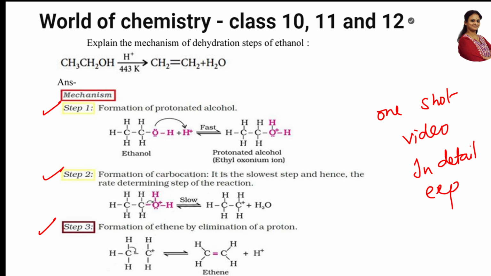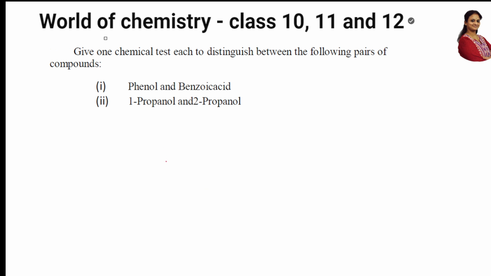Let us see the next question. Give one chemical test to distinguish between the following pairs: phenol and benzoic acid, 1-propanol and 2-propanol. Oh, easy question. So first of all, phenol and benzoic acid. I'll simply give you the solution, students. Suppose you have phenol and you have benzoic acid. Normally an acid has COOH, right? So does it release carbon dioxide? Yes, it releases. So simple question.